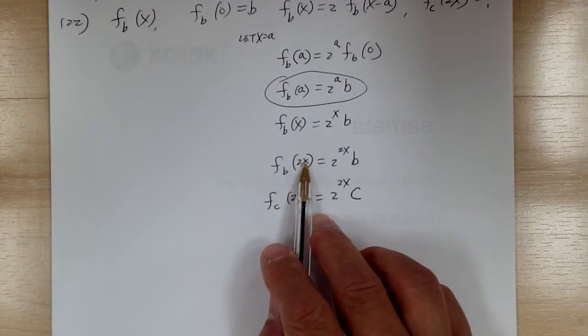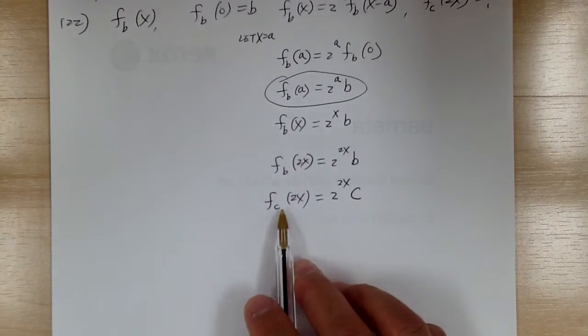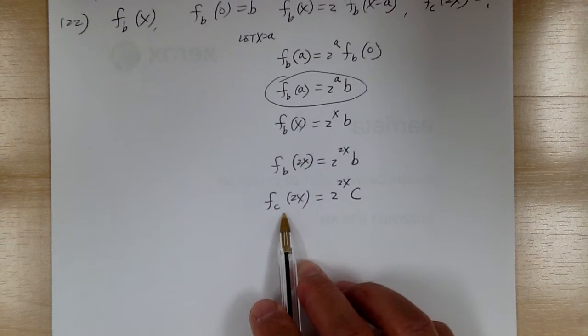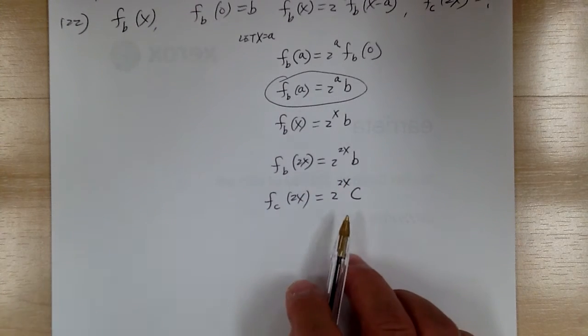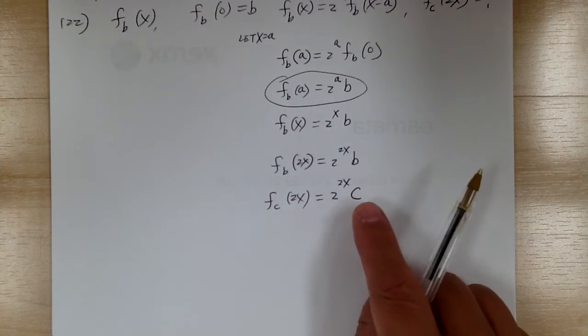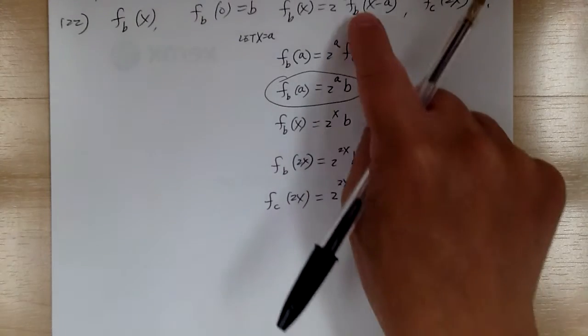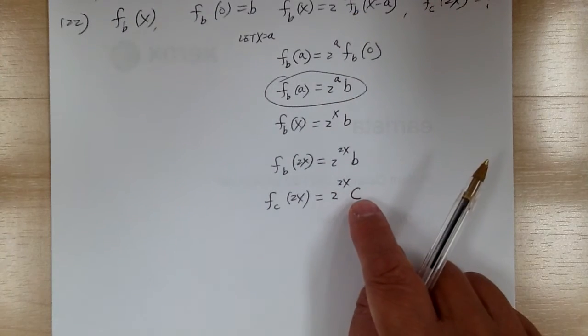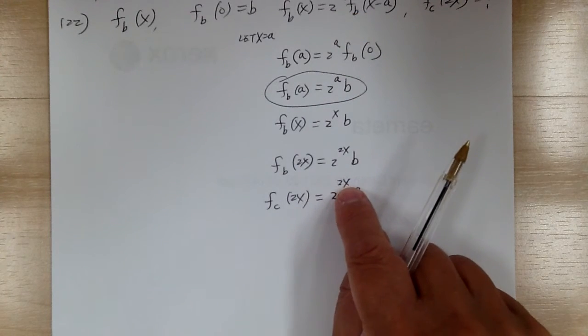So if you have 2x over here, this would be 2x to match. So now you have f(c) of 2x. So 2x will match with this, will match with this. Okay, but we're not done yet, because it asks you to express this in terms of f base b. So we need to figure out what x is equal to.